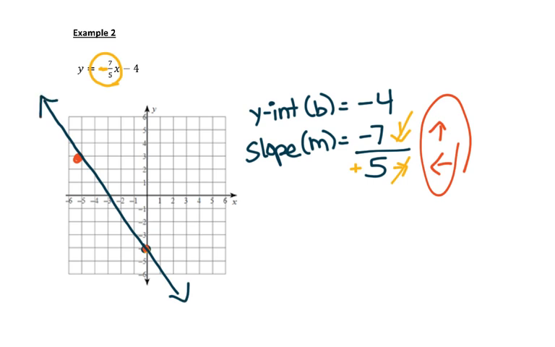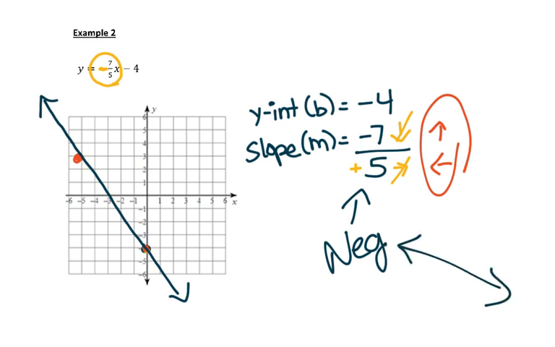Real important for the visual check. This right here is a negative slope, which tells me I should be going downhill. That's exactly what I'm doing here. So if for some reason it was going uphill, I would know that I have the wrong slope.